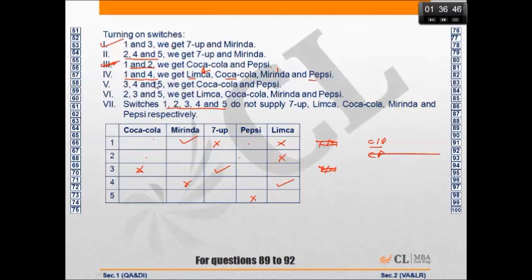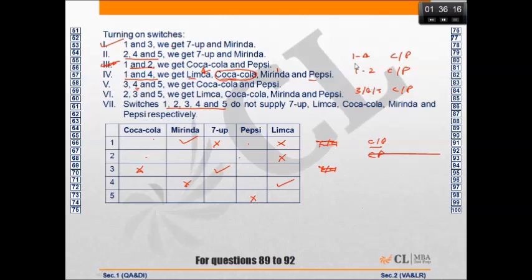Let me just come back to it. That means we are left with Coke and Pepsi again between 1 and 4. So 1, 4 have to be Coke slash Pepsi, and also 1, 2 have to be Coke slash Pepsi. 3, 4, 5 we get Coke and Pepsi. That again means Coke and Pepsi will not be common between 3, 4, 5.